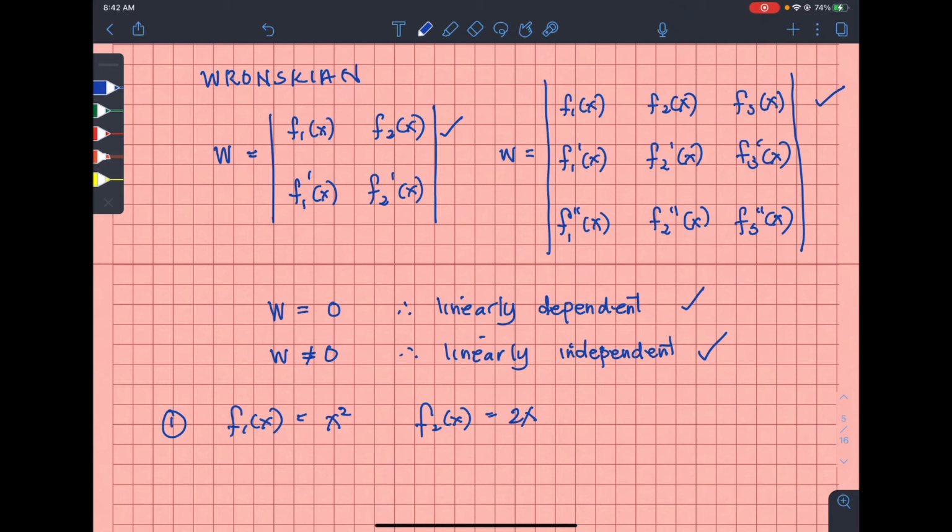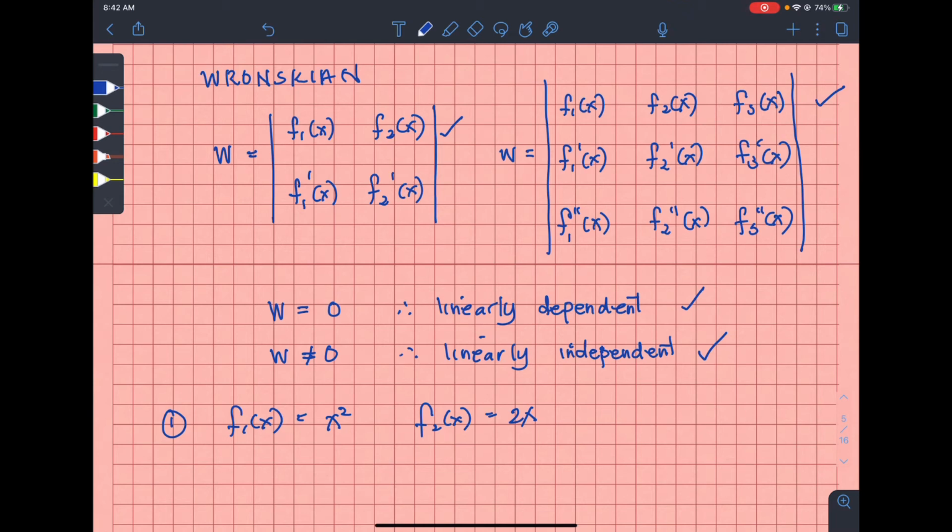Then if there are 2 solutions, we need 2 rows. If there are 3 solutions, we need 3 rows. So we need a square matrix. So kung dalawa, dapat 2 by 2. Kung tatlo, 3 by 3. Yung apat, 4 by 4. Okay.